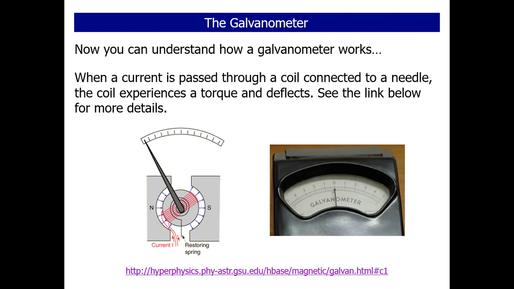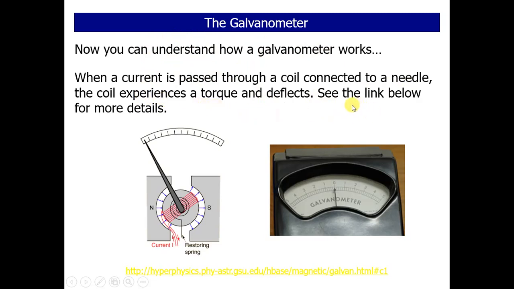We have already explained the working of the galvanometer in our book, but I am just showing you in this PPT. Now you can understand how a galvanometer works. When current passes through the coil connected to the needle, the coil experiences a torque and deflects.